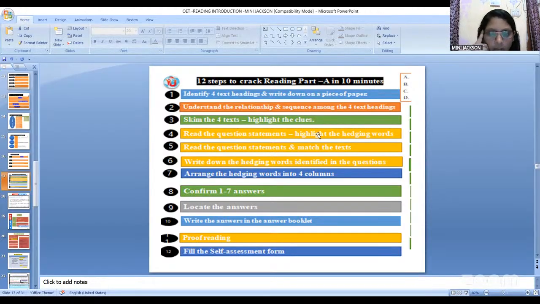Whenever we write reading or whatever the module, we need to give more importance to the questions. Understand the question, then go to the text and find the answer. What benefit will you get if you don't understand the questions? Then you will go to the four texts and maybe search in A or B or C or D. But if you understand the question stem, then you can easily find the answers. The next one is to read the question statement and match the text. If it is given like a treatment, just go to the same text where it is mentioned.